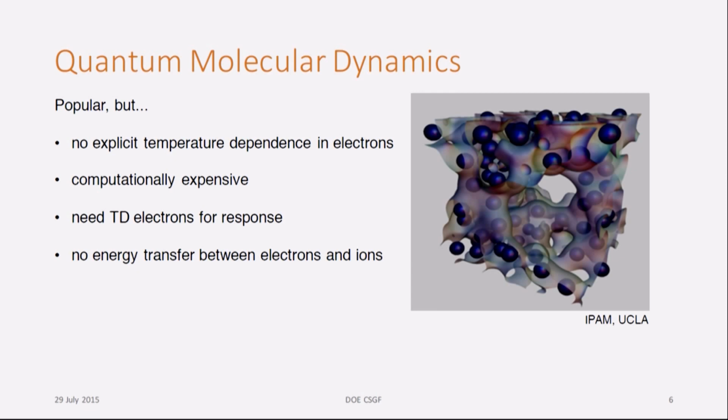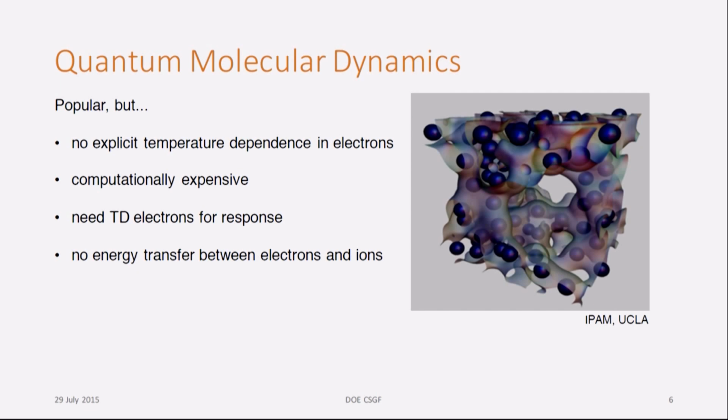So they're very popular because they work better than a lot of things for matching up with experiment, but they have a lot of fundamental problems. And these are the 4 areas that I've been working on in my PhD research and outside of it. There's no explicit temperature dependence in the electron calculations. They're computationally expensive, as I explained before. And in order to get response properties, like what happens to these materials when you hit them with a laser, which is an important thing for diagnostics and for experiments themselves, you need time-dependent electrons. That's not something that's naturally in this method. You get no energy transfer between the electrons and the ions because you're freezing the ions in one spot when you're doing the calculation of the electrons over that potential surface.